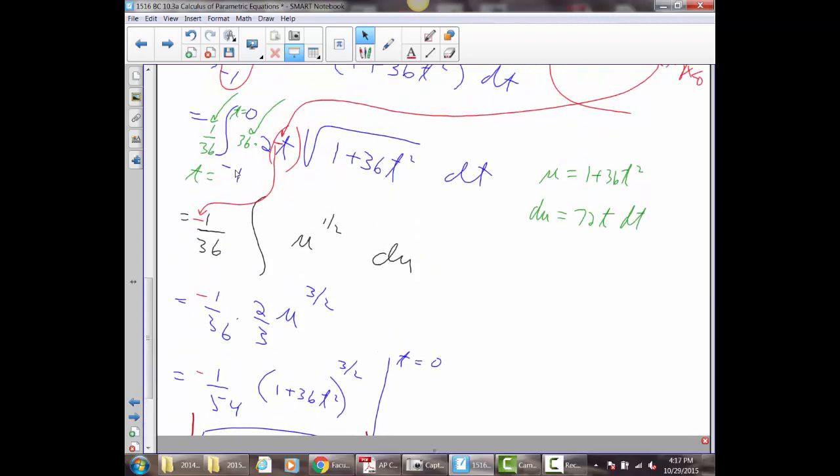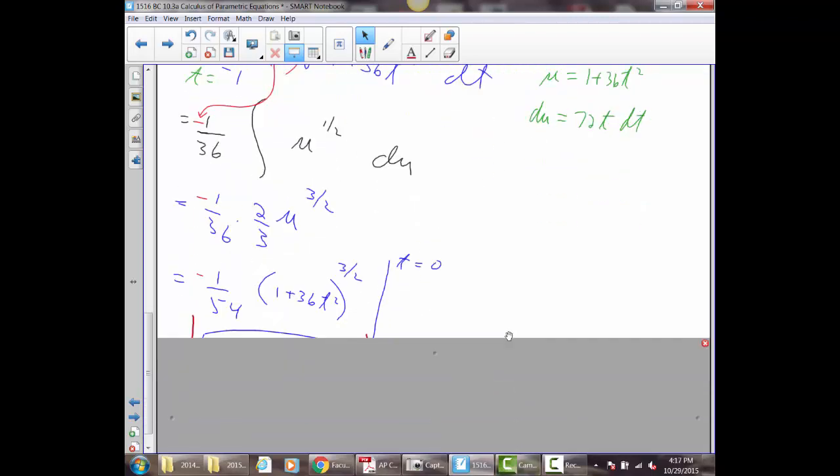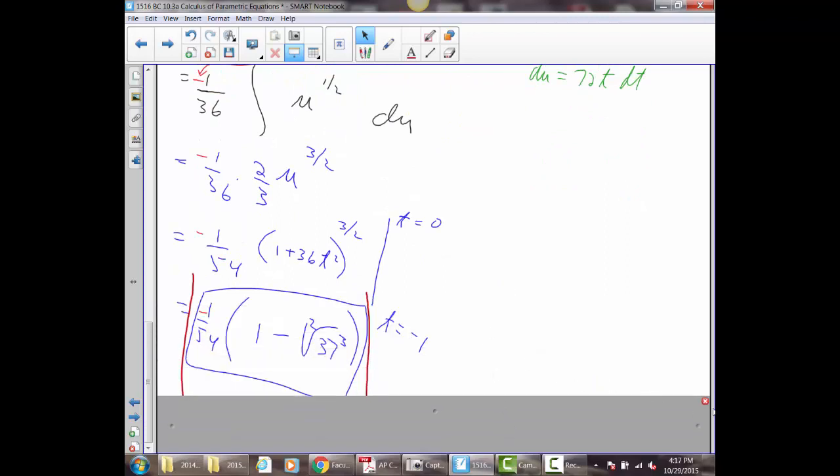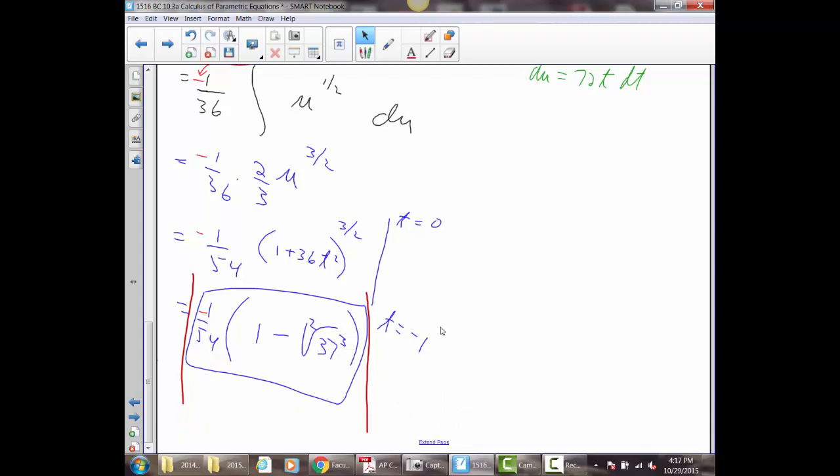Keep in mind, originally it went from t equals -1 to t equals 0. So we take that expression and replace the t's by 0 first. When I replace it by 0, this whole thing is 0. 1 to any power is 1. I just left this factored on the outside. When I plug in the -1, this will become 37 to the 3/2. And that's as far as you could go without a calculator.